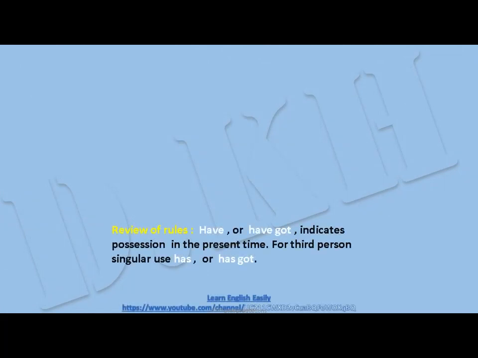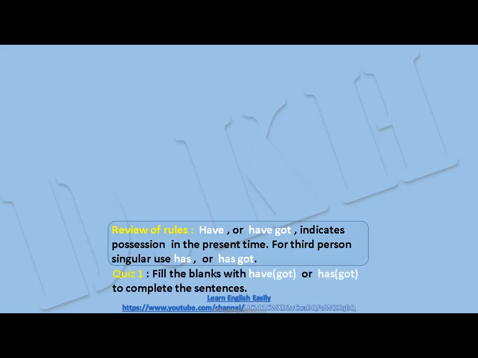Review of rules: have, or have got, indicates possession in the present time. For third-person singular use has, or has got. Quiz 1, fill the blanks with have got, or has got, to complete the sentences.